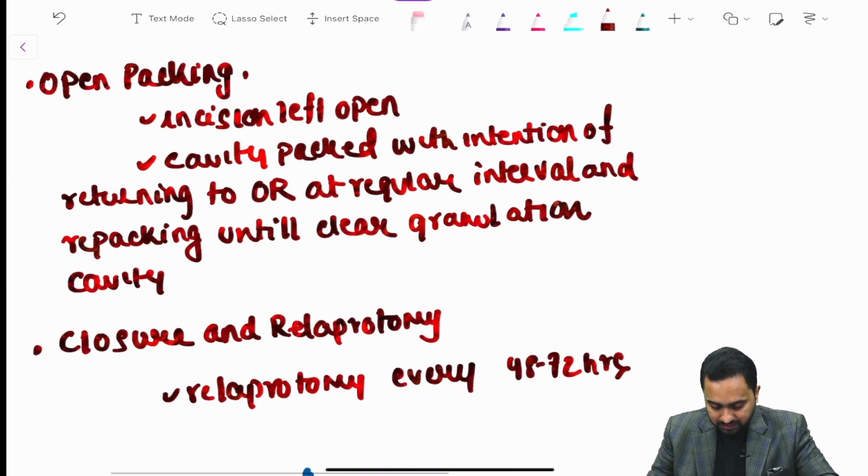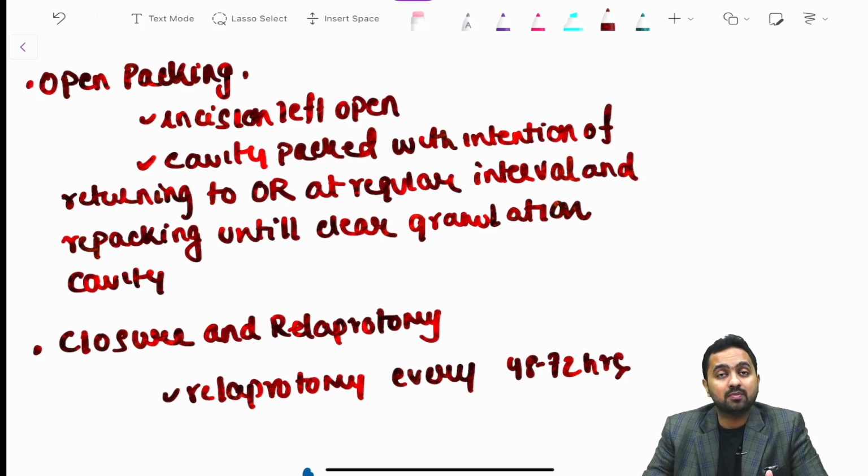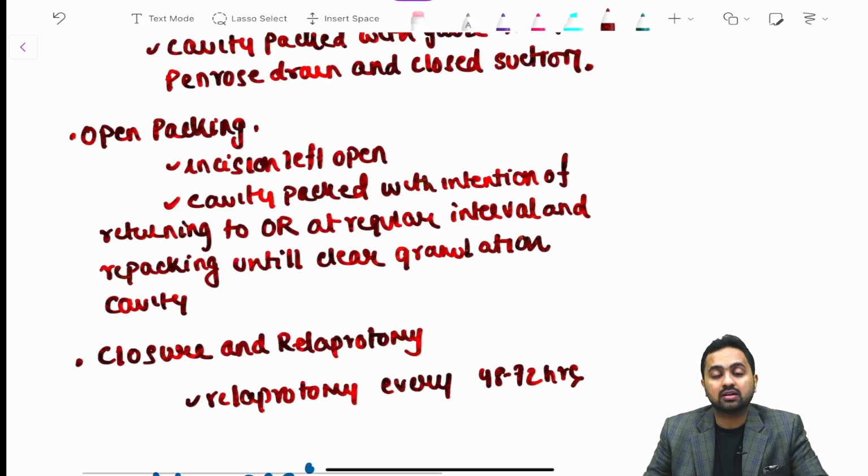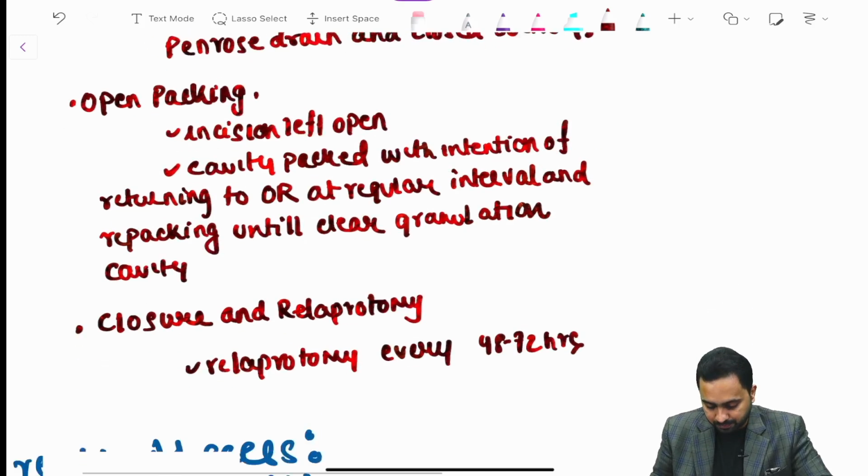Then lastly, we have closure and relaparotomy. So, here the incision is closed and the patient is taken to the operating room every 48 to 72 hours for a relaparotomy until you find a clear granulation cavity. So, this was for post-op necrosectomy patients.